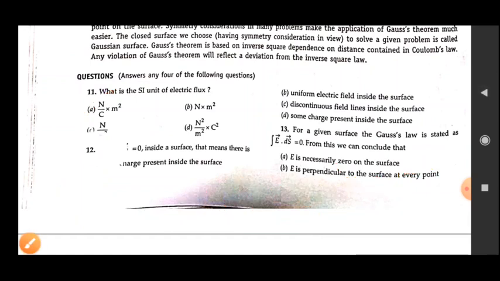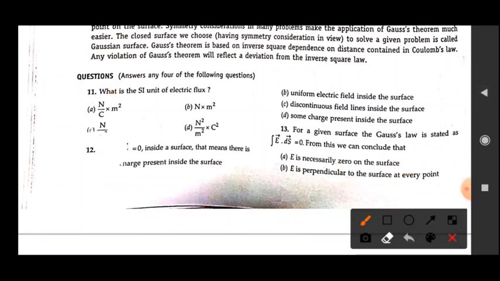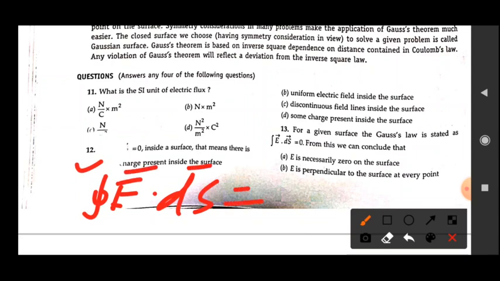Now the second option is actually not clear in the question, but I can tell you what this question is saying. If the closed integral of E dot ds is 0 inside a surface, then that means, the first option is, there is no charge present inside the surface.